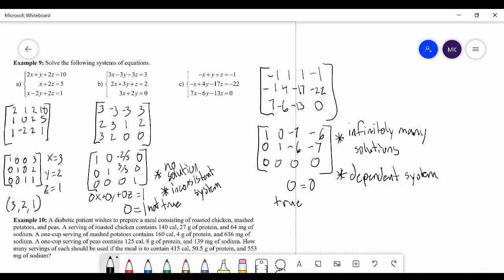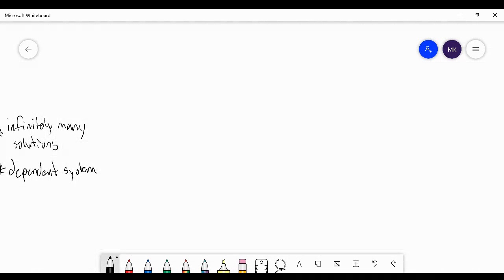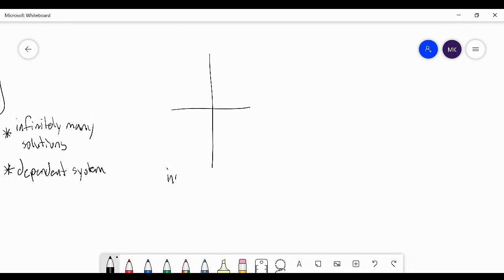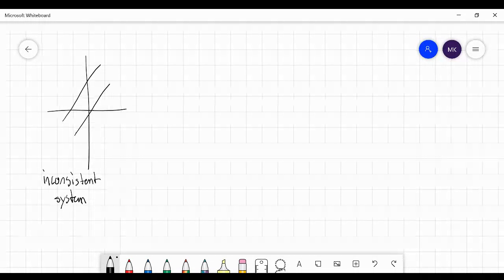Now, let's think about what's going on here in a two-dimensional state. Three dimensions is kind of weird to think about, and I can't draw in three dimensions. But in two dimensions, an inconsistent system, so no solution, is essentially parallel lines. There is no intersection.